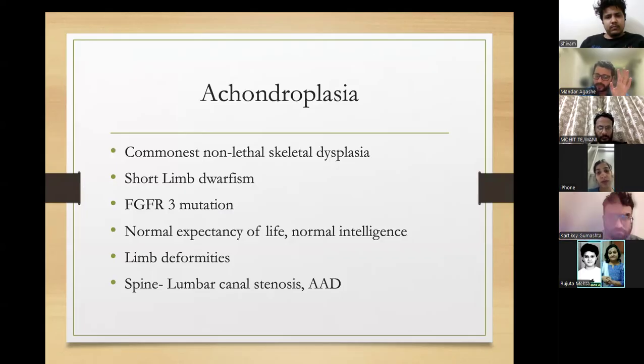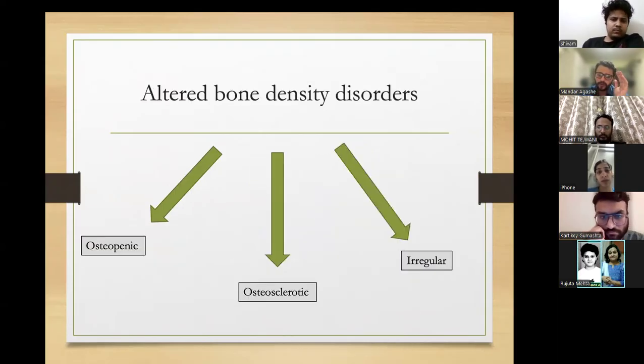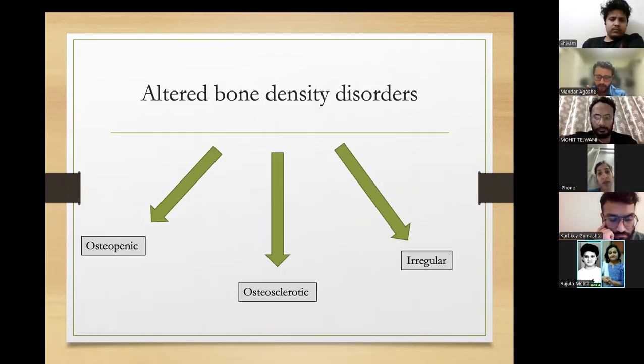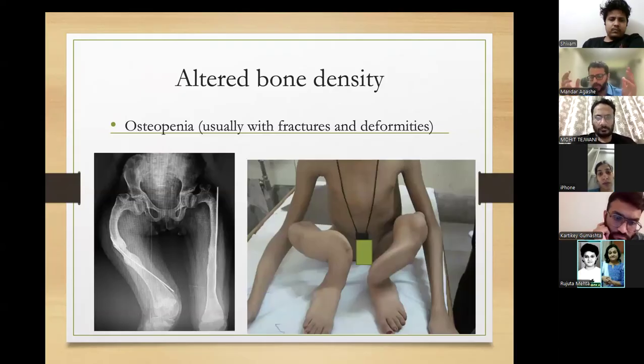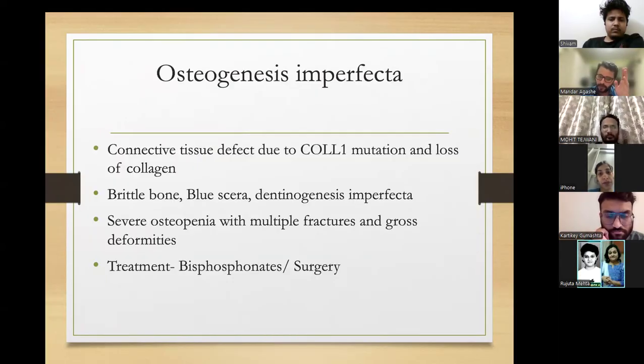So this has normal life expectancy, normal intelligence, and lumbar canal stenosis is the typical feature of spine involvement in achondroplasia. All right. Then we have altered bone density disorders. It can be either less dense, which is osteopenic, osteosclerotic, or irregular. Osteopenia, we all know about this condition, with typical features of fractures and deformities, which is osteogenesis imperfecta. We all know about this, which is brittle bone disease, blue sclera, and dental abnormalities. That is the typical trio of OI.